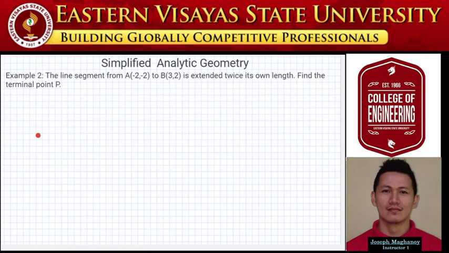So example number 2, the line segment from A to B is extended twice its own length, and we need to find the terminal point A. When we say terminal point, ibig sabihin end point, katapusan, dulo, terminal point. So first is we need to plot the given points in a Cartesian plane.